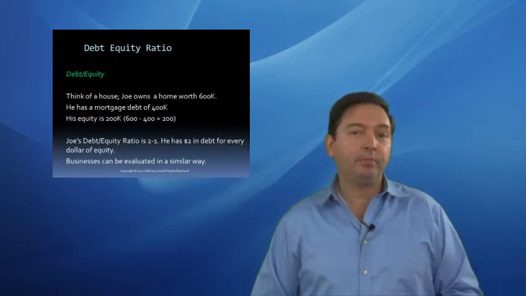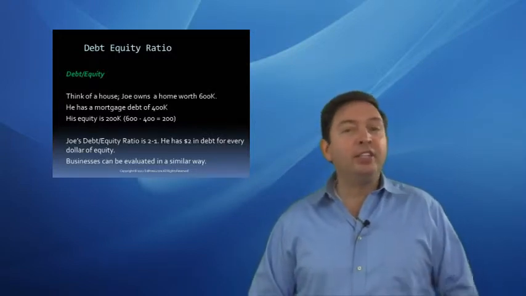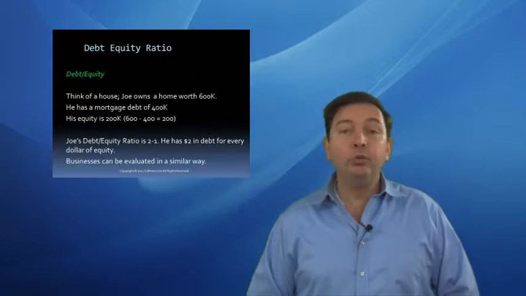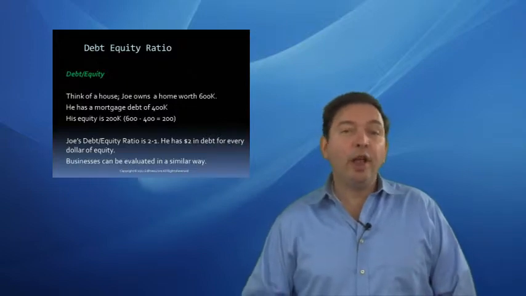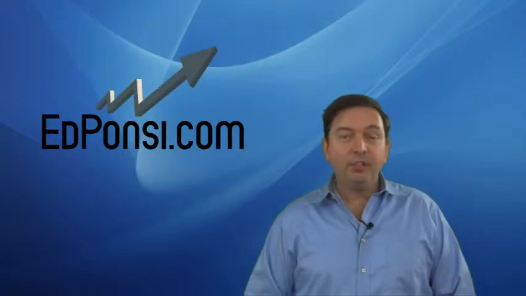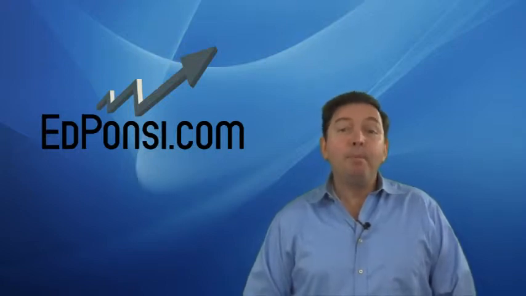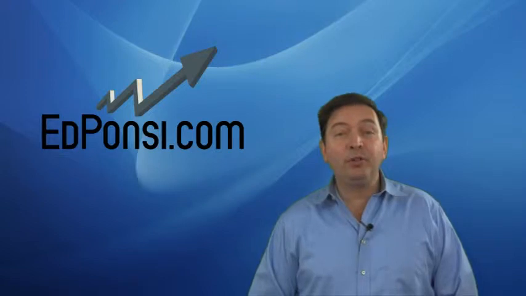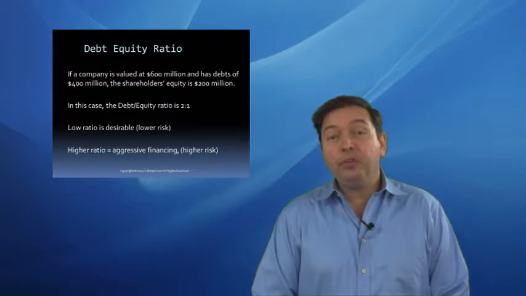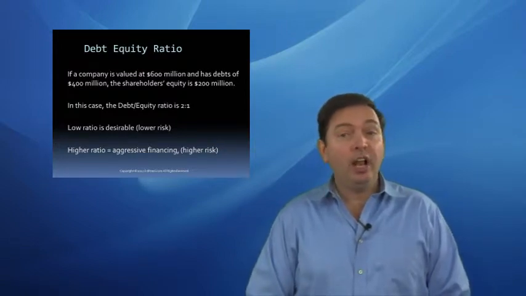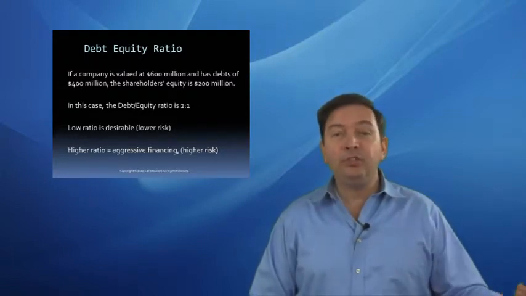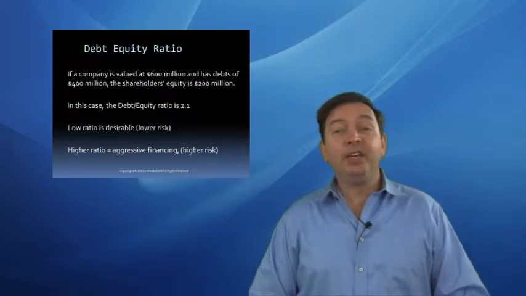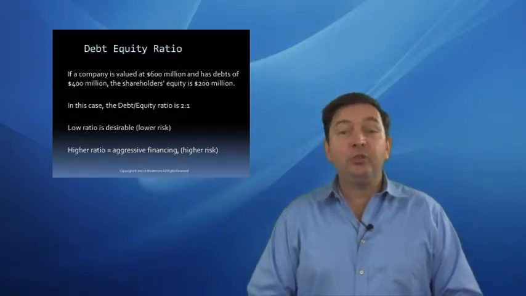That's his equity. You could say that Joe has a debt-to-equity ratio of 2-to-1 based on this house. He has $2 in debt for every dollar of equity. That's pretty simple to understand. Well, businesses can be evaluated in a similar way. If a company is valued, say, at $600 million and has debts of $400 million, the shareholders' equity is $200 million. So in this case, again, the debt-to-equity ratio is 2-to-1.